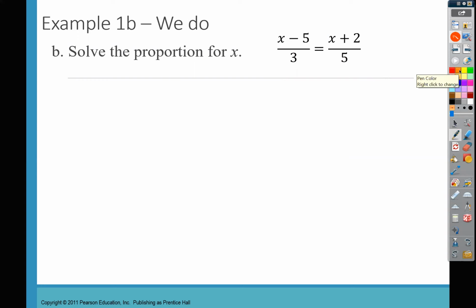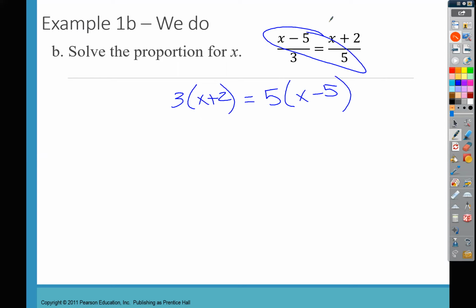1b, we're going to do the same thing. So we're going to cross multiply 3 times x plus 2 and set that equal to 5 times x minus 5. So we're cross multiplying here and here. So distribute: 3x plus 6 equals 5x minus 25.